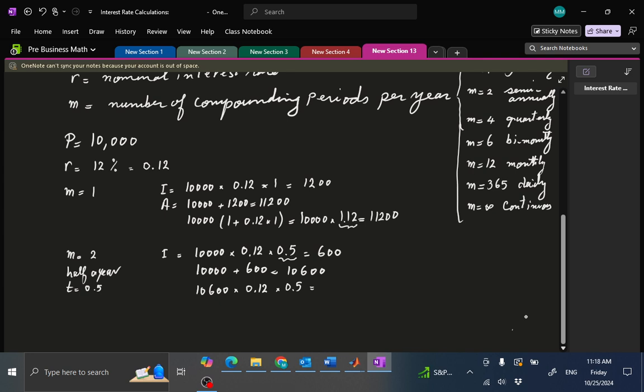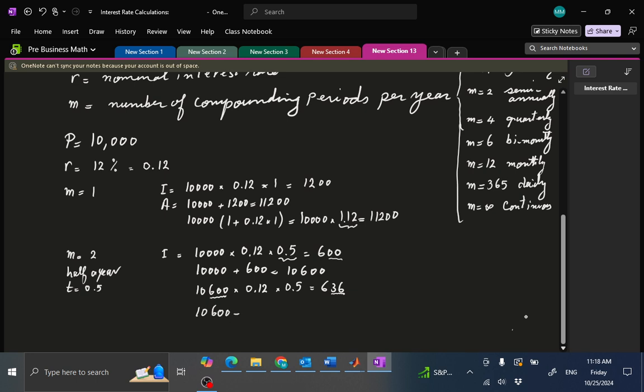So I multiply these things and I get $636. Something very important happened. My money grew by the interest from the first 6 months, and then when I calculate the interest on that, I'm getting an extra $36 that were not there in the first 6 months. So now how much money do I have?